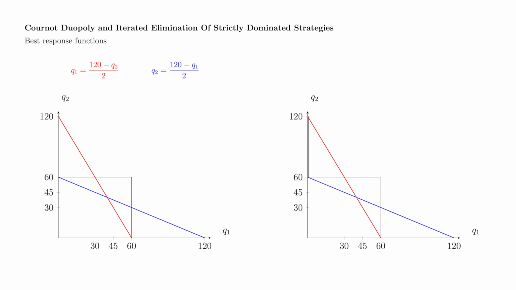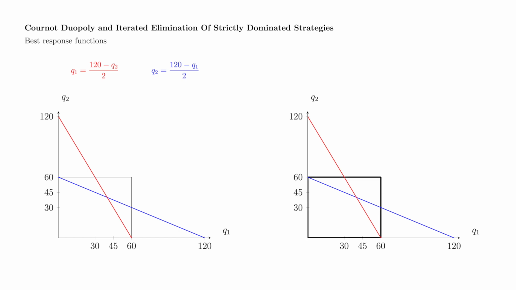Since Firm 2 never produces more than 60, we can eliminate from the graph the portion of the Q2 axis greater than 60, indicated by the horizontal line at Q2 equals 60. Eliminating the portion of the Q2 axis greater than 60 also eliminates the portion of Firm 1's best response function, shown in red, above the horizontal line. This eliminated piece of the red line is the portion of Firm 1's best response function in which it best responds to Firm 2 selecting an output greater than 60, which Firm 2 never does.